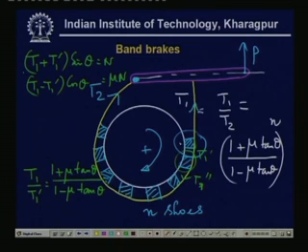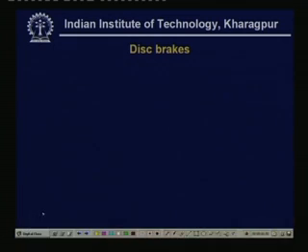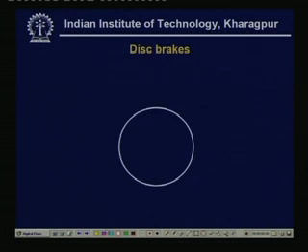So, this is what is known as the band shoe brake, because it combines the shoe and the band together. So, this is roughly the different kinds of band brakes. Now, we come to a different kind of brake, which is known as the disc brake. The disc brake, as the name suggests, here the brake is a disc type, that is, unlike the drum.